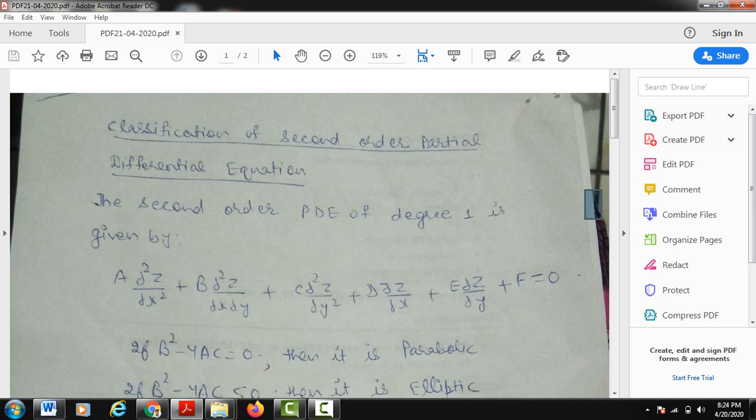The three classifications depend upon the factor b square minus 4ac. If your b square minus 4ac is equal to 0, then the equation is parabolic. If the factor b square minus 4ac is greater than 0, then the equation is hyperbolic. And if the factor b square minus 4ac is less than 0, then the given equation will become elliptic.